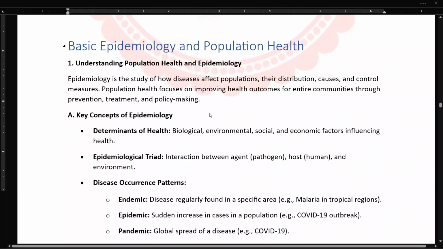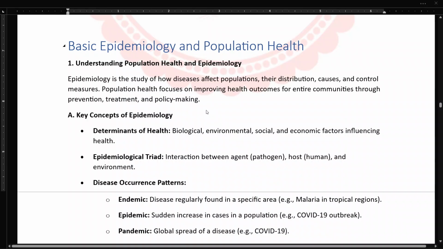So let's start. What is epidemiology? Epidemiology is the study of how disease affects populations, their distribution, causes, and control measures. Population health focuses on improving health outcomes for entire communities through prevention, treatment, and policy making.